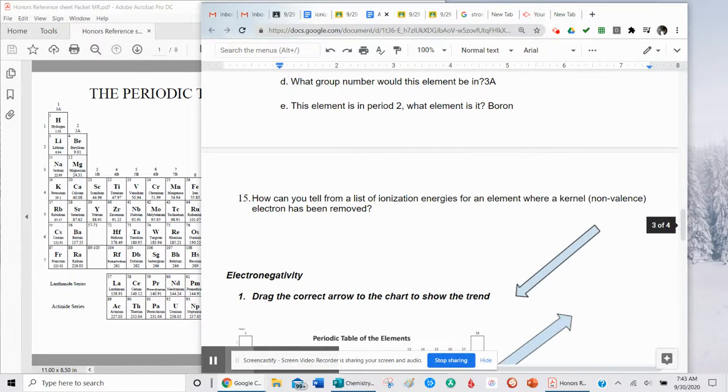And then down here, how can you tell from a list of ionization energies of an element where a non-kernel, non-valence electron has been removed? Okay, so let's just take out that word here. And let's leave it as, where can you tell where non-valence electrons have been removed?